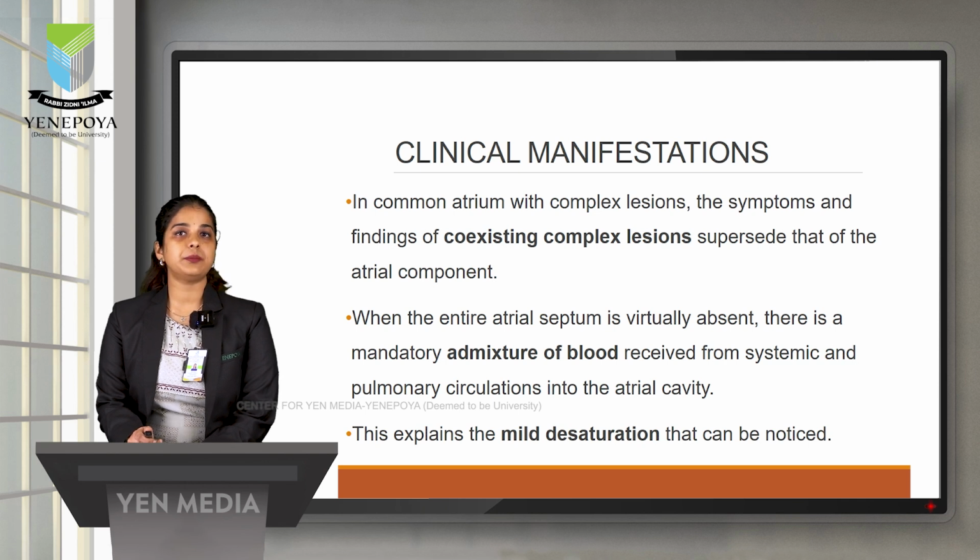Admixture of the blood is nothing but the mixing of saturated and desaturated blood. So here in the common atrium condition, we have a common chamber where there will be a mixture of saturated and desaturated blood. That is, the blood from the systemic veins and the pulmonary veins will get mixed in the common atrium. Because of this, the patient can present with mild desaturation.